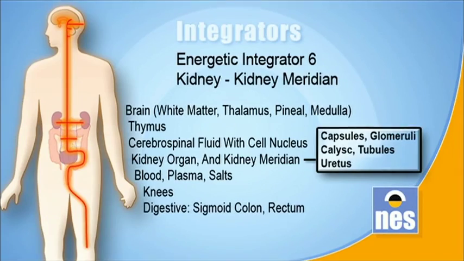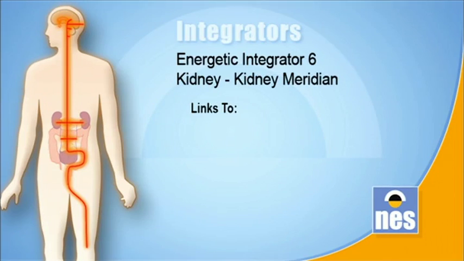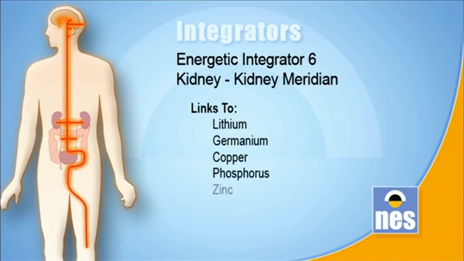There's something very curious about what the kidneys do, and that is they strain out different minerals and decide to retain them or reject them. And this happens in the kidney tubules. And we found that there's a link between lithium, germanium, copper, phosphorus, zinc and cobalt to this integrator.